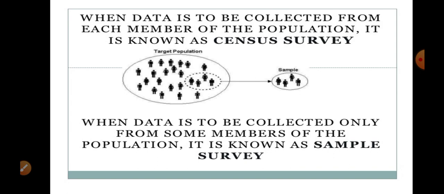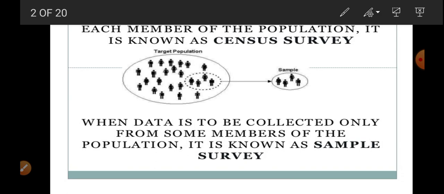Suppose I am studying the COVID-19 situation in Gorakhpur, and suppose the population of Gorakhpur is 10 lakh. So if I'm using the census method, I am going to connect with all the 10 lakh people. So this is the census method. Now, the second way is the sample method or sample survey.